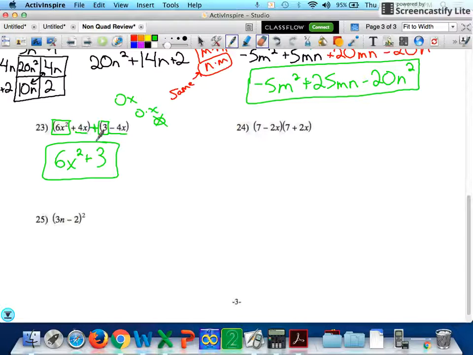24 is another multiplication problem. Just to keep alternating so that we see that this is true, I'm going to do this one with the window method. There's no rhyme or reason. Please hear that. There's no rhyme or reason why I'm choosing the window method.